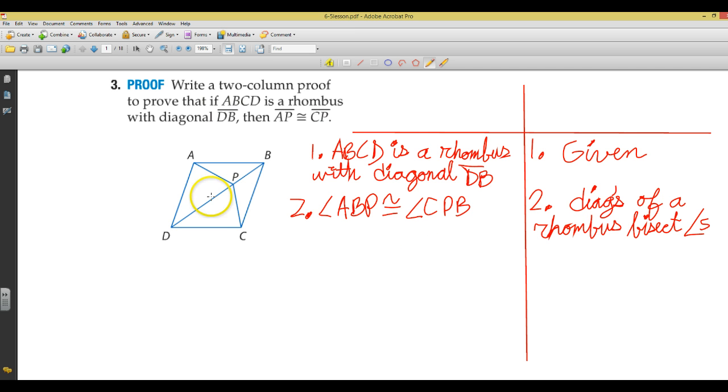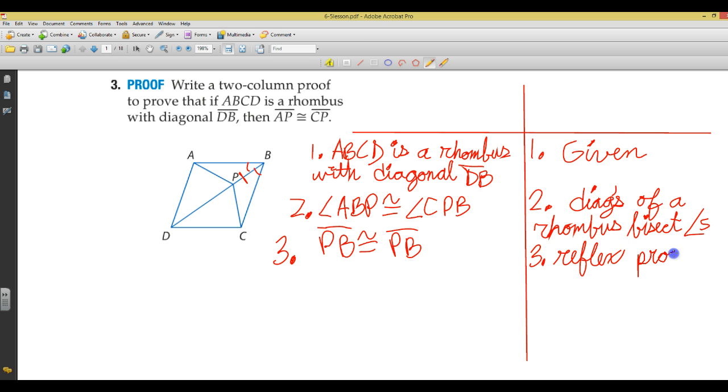Diagonals of a rhombus bisect angles. So we have that those 2 angles are congruent. We also know that PB is congruent to PB by the reflexive property. And we also know that by the definition of a rhombus, all sides are congruent. So AB is congruent to CB.